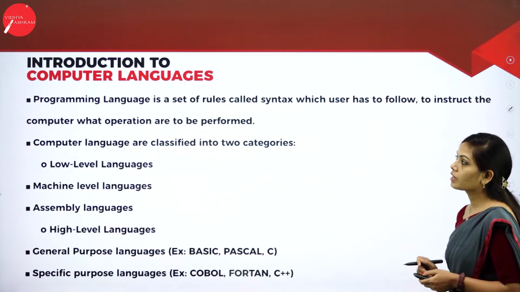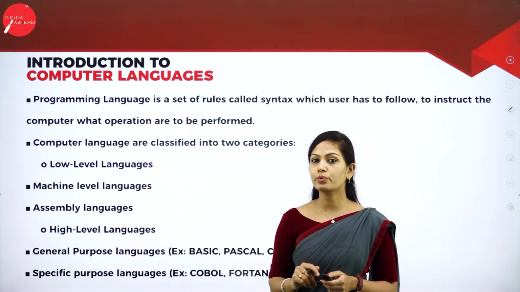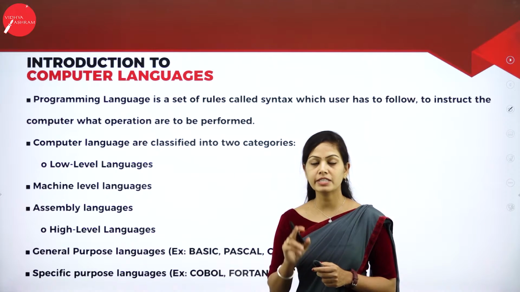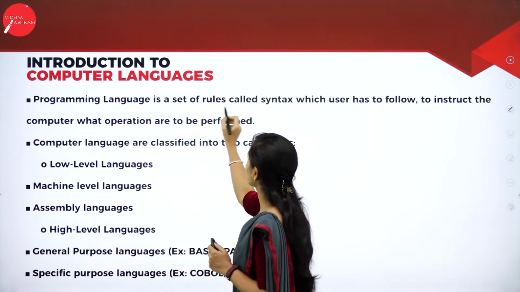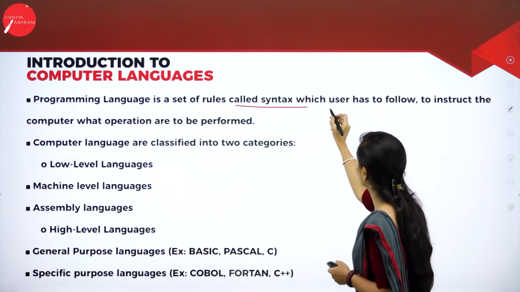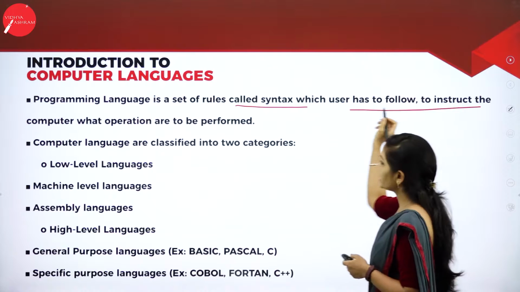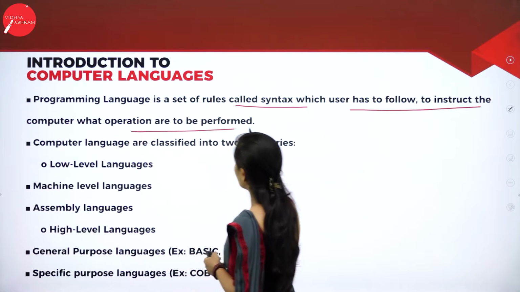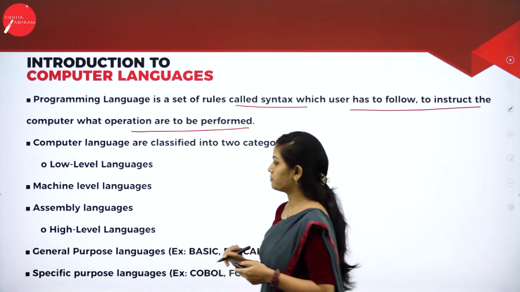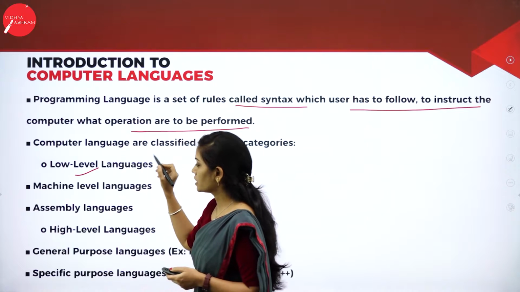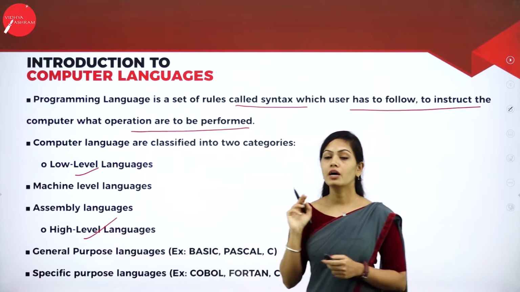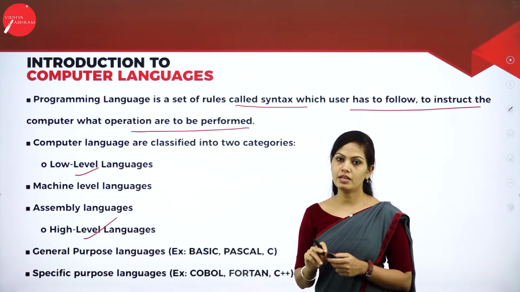And next we have computer languages. Very important question for 3 marks: what is a computer language? A programming language is a set of rules called syntax which the user has to follow to instruct the computer what operations are to be performed. And computer languages are classified into two types, that is low level language and high level language.